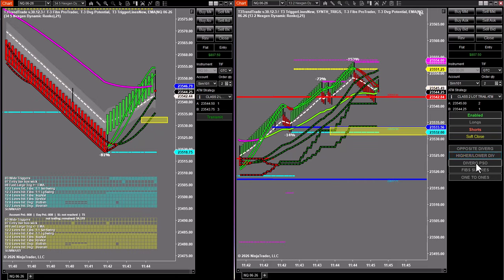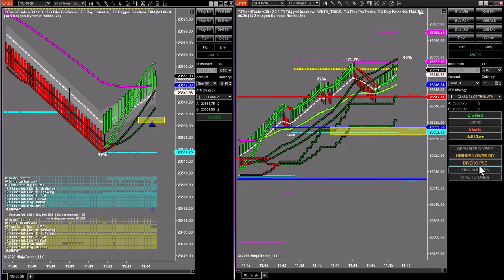Look, on these exits, if you get to a fib or 1-to-1s and you want to exit if there is a reversal bar, so you're not trying to jump on it really quick, you just click the button. All these exit conditions are on the fly. So it doesn't even matter what you set in your system. You can turn these on or off on the fly.